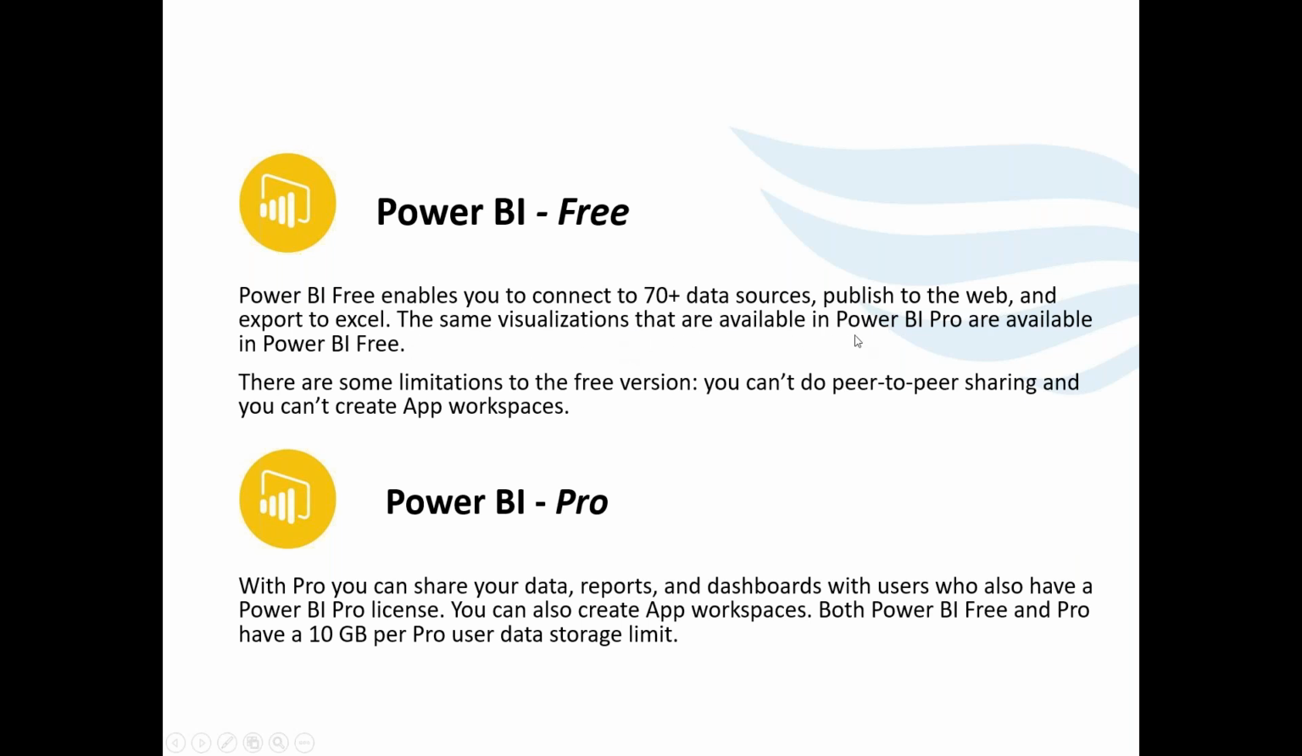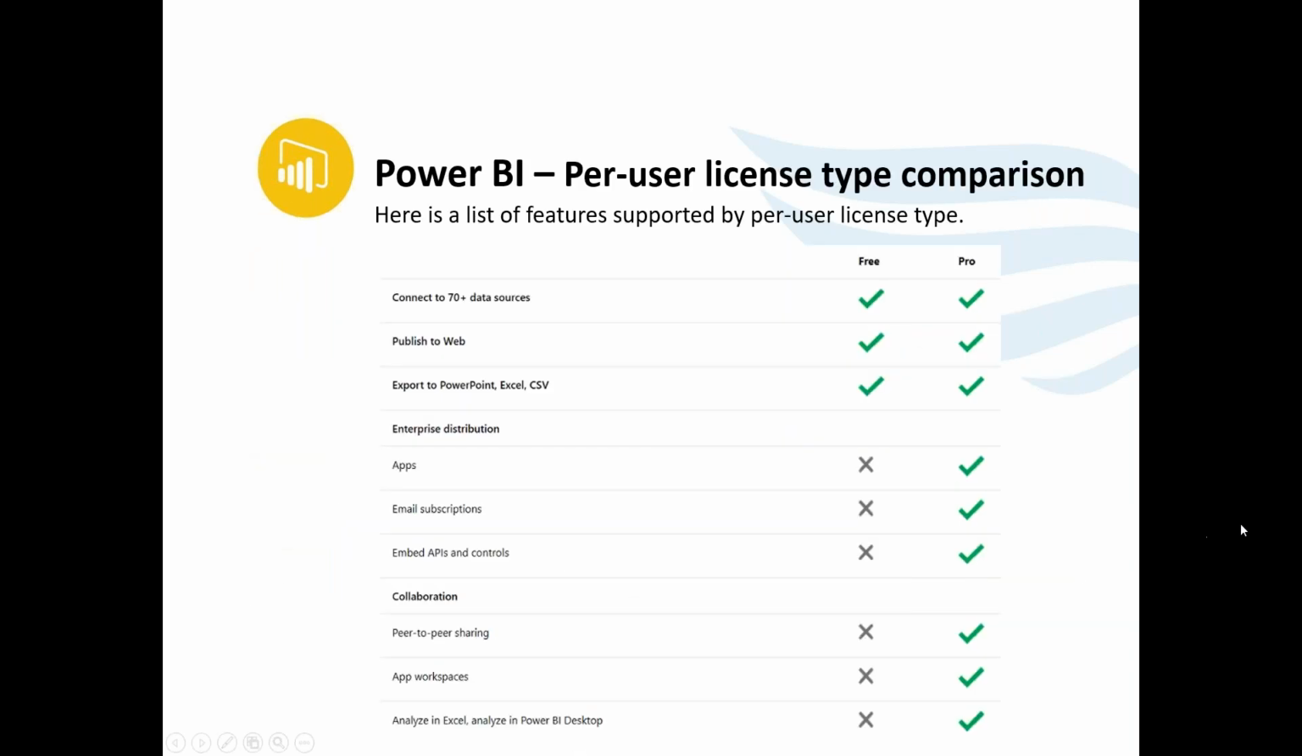The visualizations that are available in the Pro are available in the free, but you can't do peer-to-peer sharing, and you can't create app workspaces. With the Pro, you can share your data, reports, and dashboards. Users also have a Pro license, and you can create app workspaces, and there's a 10 gigabyte per Pro user data storage limit. So the thing is, this really depends on your need for analytics. Do you need to go beyond what Office 365 gives you out of the box, which is in the E3, the free version, and in the E5, the Pro version? You can always upgrade if you need to.